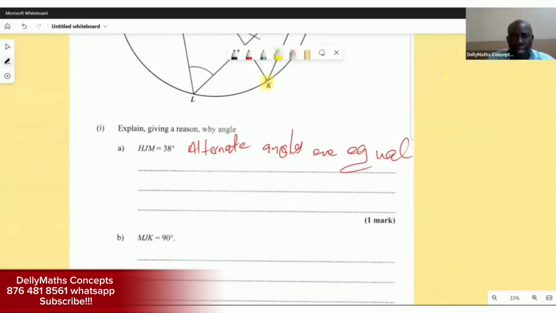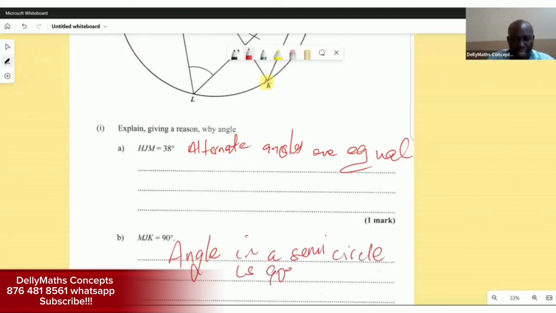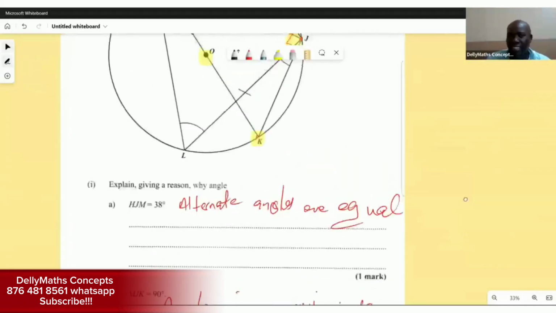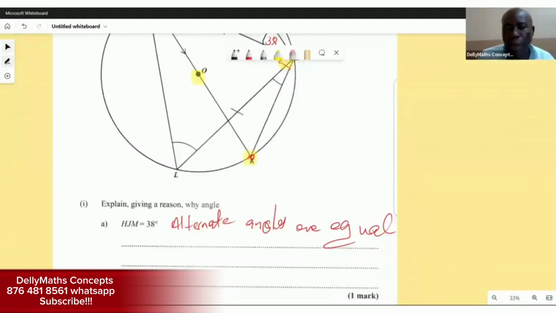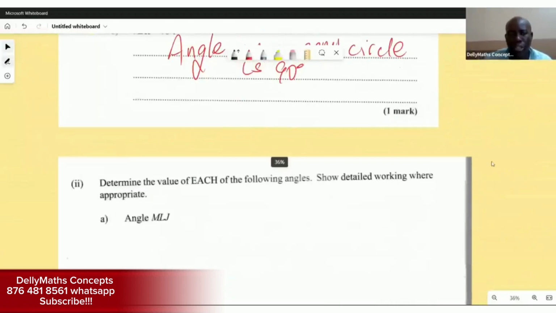it's 90 degrees because the angle in a semicircle is 90 degrees, providing that it's subtended from the endpoints of the diameter, right? Providing that the angle is subtended from the endpoints of the diameter, which are at M and K, and then it went to the circumference at J. Now, those are the provisions that we are referring to, right? So we have that. All right, let's go deeper.